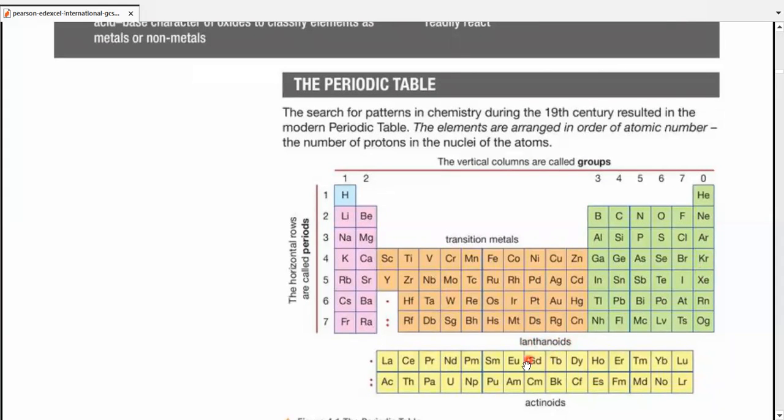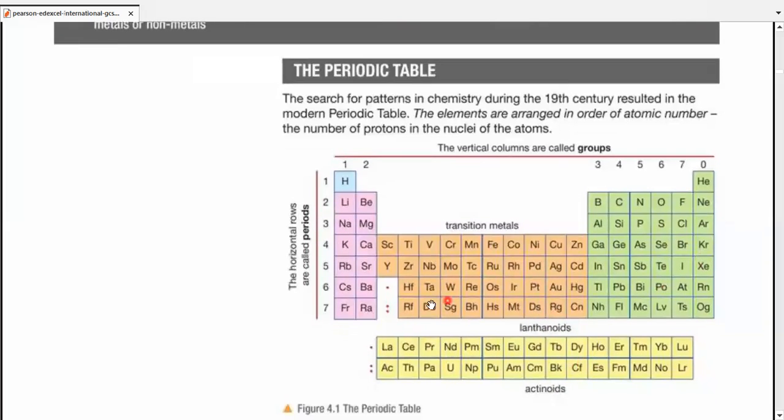Then we have lanthanoids, the upper yellow row, and the actinoids, the lower yellow row, right? And these horizontal rows are actually periods, and they're numbered from 1 to 7 from top to bottom. So there are basically 7 rows or 7 periods in the periodic table. There are 8 different groups in the periodic table, apart from the centered set of elements, which we call transition elements.